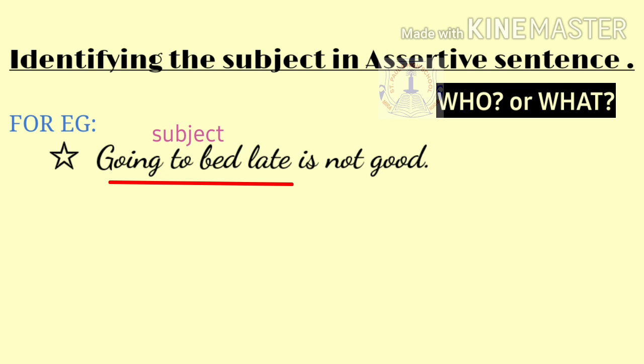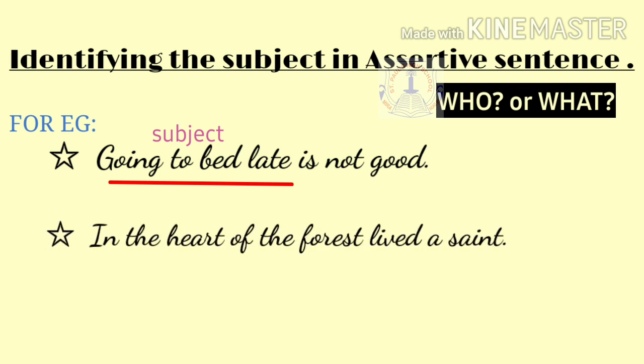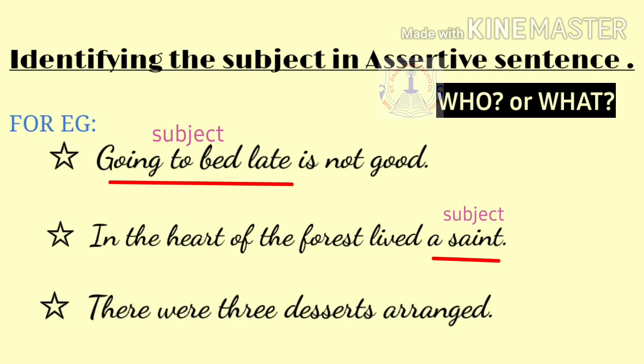subject. Second, in the heart of the forest lived a saint. So here the verb is lived. We will be asking the question, who lived in the heart of the forest? A saint. So a saint is the subject. Again we have done the exception to the rule. It is not necessary that the subject has to come at the beginning of the sentence. The next sentence, the third one. There were 3 deserts arranged. Now here if you see, were and arranged, both are verbs. Now what question will we ask to the verb? What were arranged? So what answer did we get? 3 deserts. So 3 deserts becomes your subject.